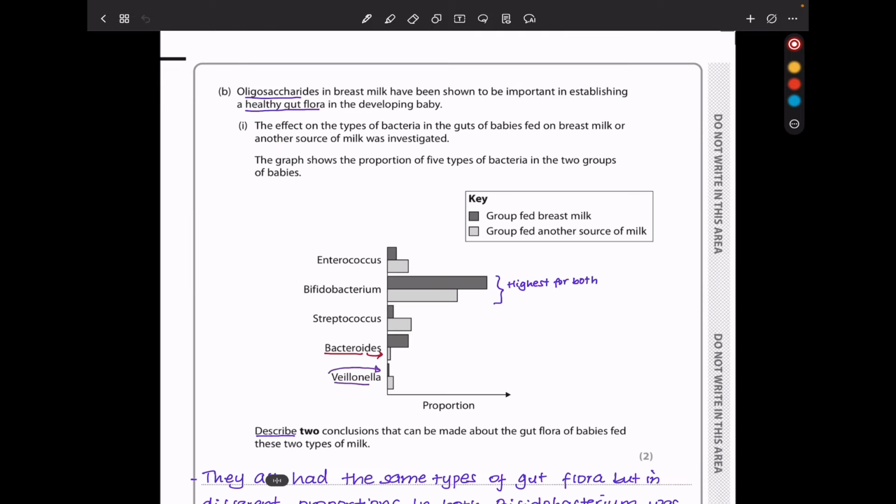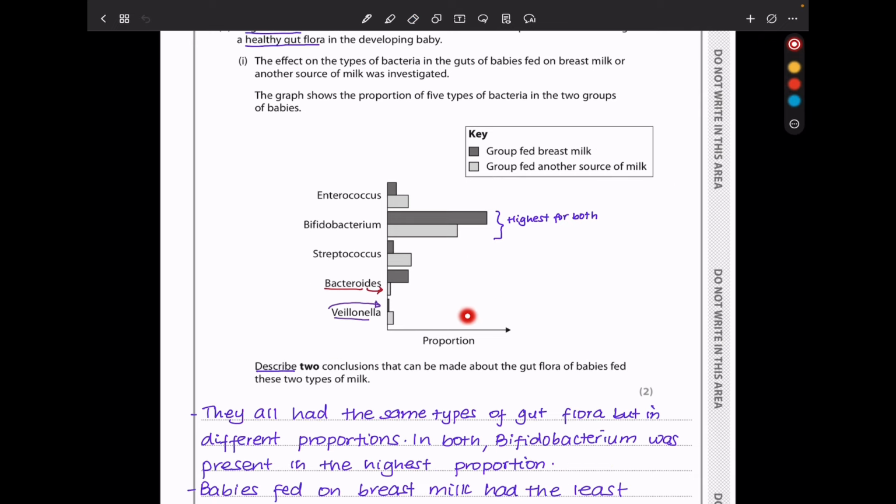In part B, oligosaccharides in breast milk have been shown to be important in establishing a healthy gut flora in the developing baby. The effect on the types of bacteria in the guts of babies fed on breast milk or another source of milk was investigated. The graph shows the proportion of 5 types of bacteria in the 2 groups of babies. So here we see the different bacteria. We can see the groups fed with breast milk and the group fed with another source of milk. We see we have a higher concentration of bifidobacterium for both. And then we see for the group fed with breast milk, we're going to have the least in these ones here, where the group fed with another source of milk, we're going to have the least in this one here.